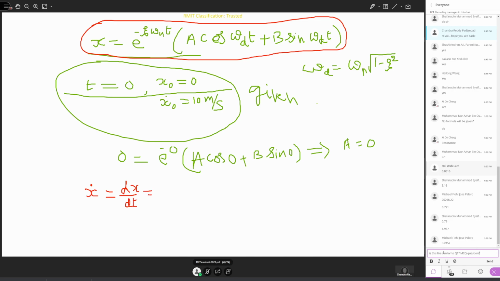Okay. So when you take the derivative of this, the derivative of exponential power of x is exponential power of x. So you can just write this as exponential power minus eta omega n t. Okay, so here a cos omega t becomes omega into minus a sine. So I just take a bracket, and here omega d comes out.